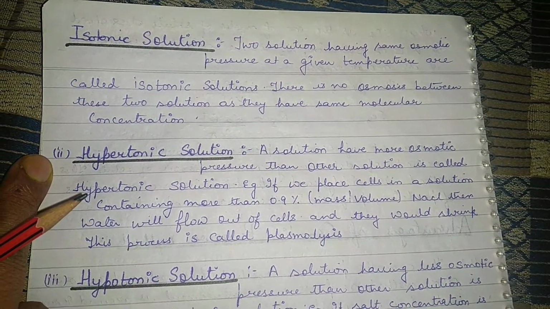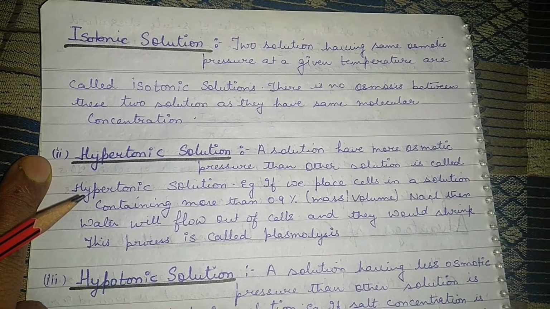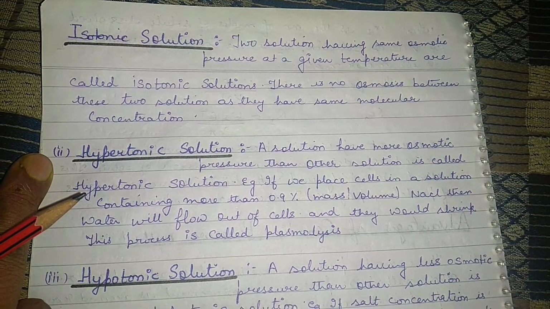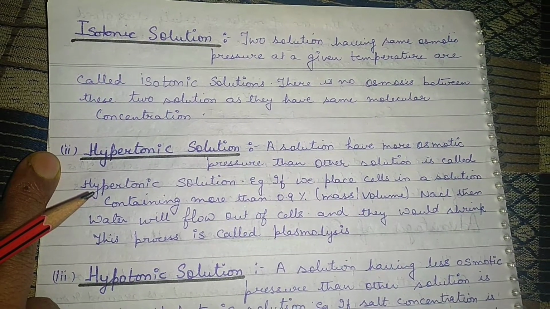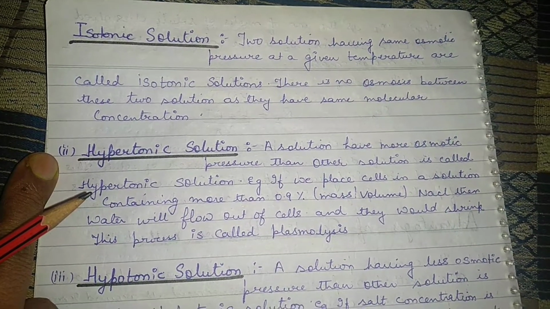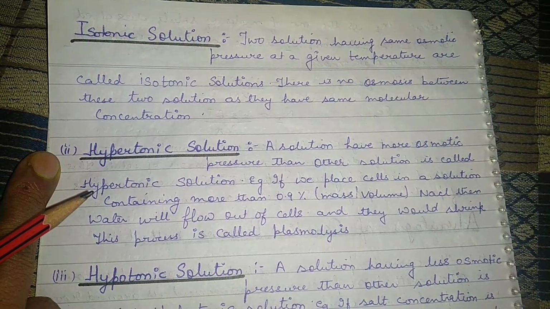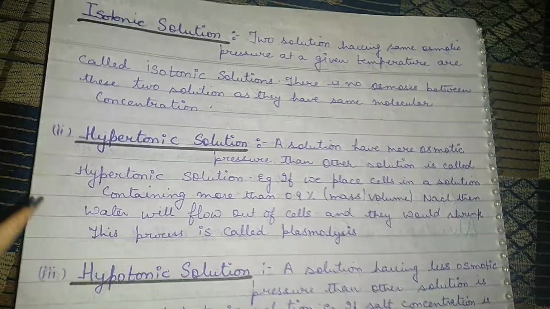Hope you have understood. If we place a cell in a water solution whose concentration is more than 0.9% NaCl mass by volume, what happens after a period of time? Water will come out of the cell and the cell shrinks. This process we call plasmolysis, and the solution is known as hypertonic.